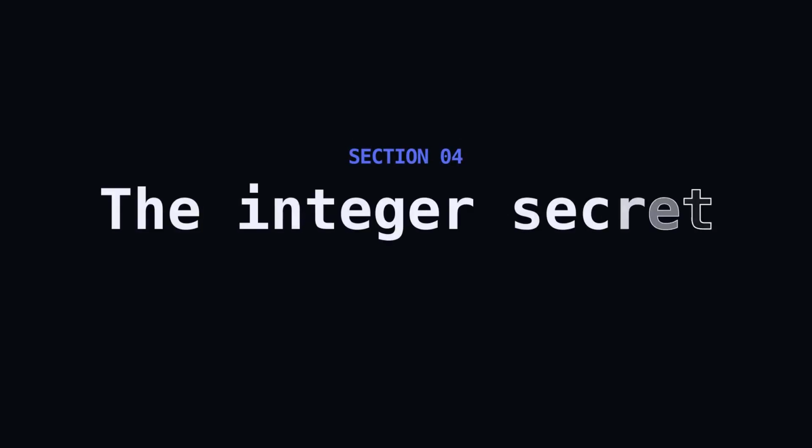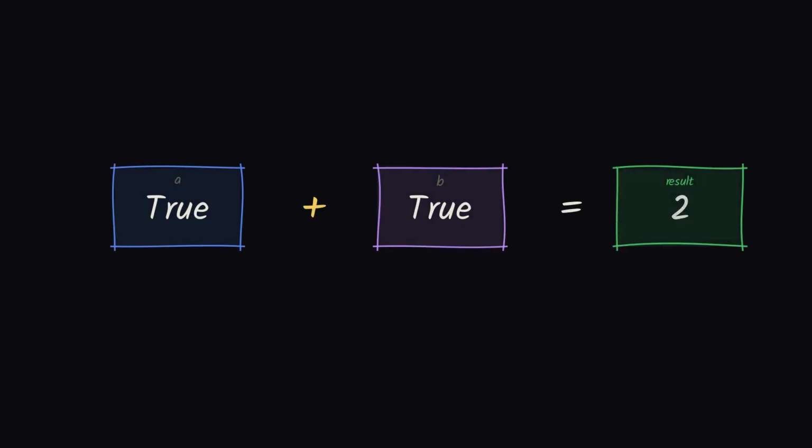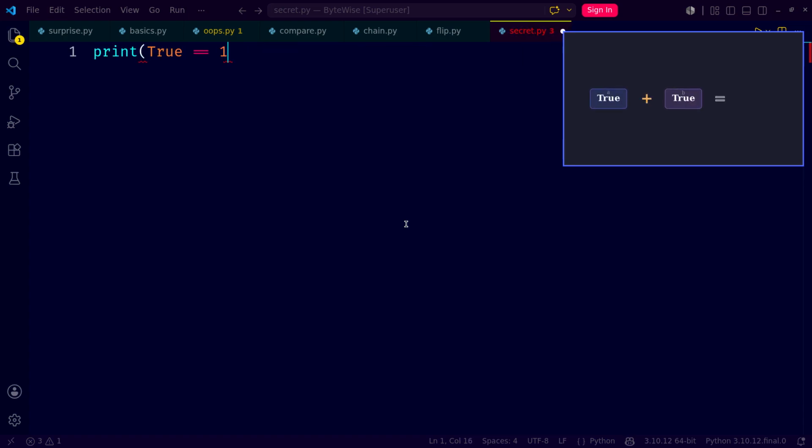All right, time to pay off that opening surprise. Under the hood, true is literally the number 1, and false is literally the number 0. So when you write true plus true, Python isn't doing anything magical. It's just adding 1 plus 1 and handing you 2. And this isn't a quirky accident. Booleans were built directly on top of integers, so they carry those number values everywhere they go. This isn't a party trick. You'll reach for it constantly.